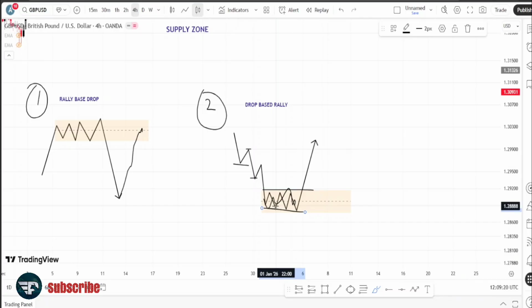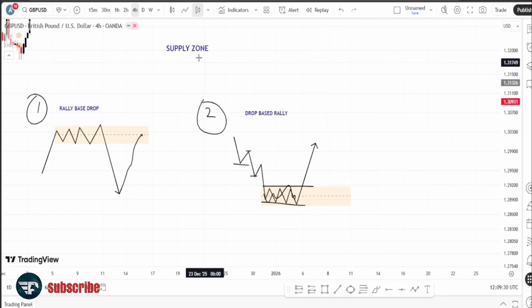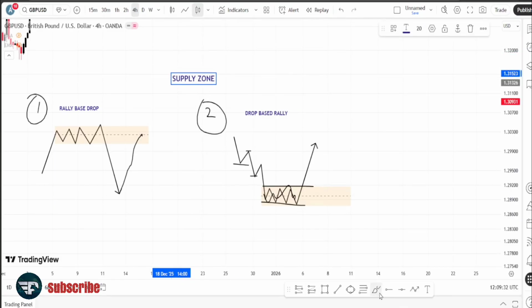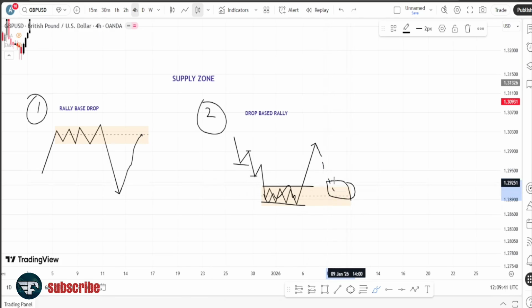That is what we call drop base rally. We have a drop, we have a base, and we have a rally to the upside. What we are expecting in this case of a supply is for price to come into the base. Remember, always the base. We want to see price trace into the base, and then we take the trade somewhere around here based on confirmation, and then push to the upside. This is what you call drop base rally.